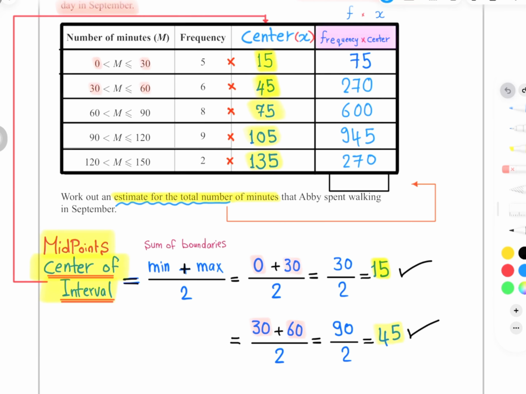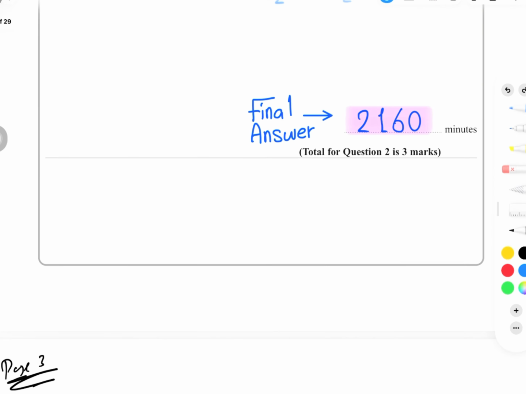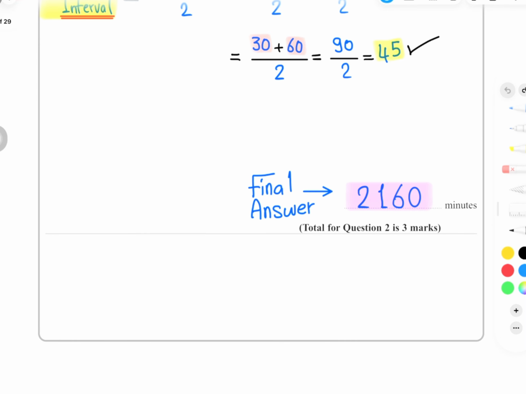Third step, sum all the products. Finally, we add all those values together to get our estimate for the total minutes. 75 plus 270 plus 600 plus 945 plus 270 equals 2160 minutes. So our estimate for the total number of minutes Abby spent walking in September is 2160 minutes.